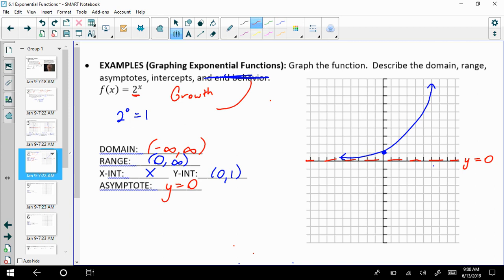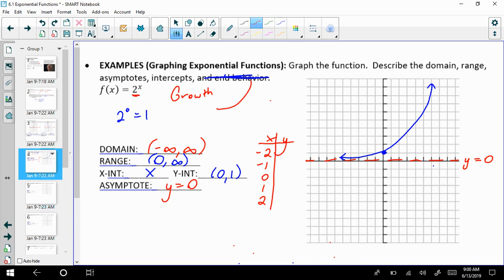Now, one thing I want to point out, because there will be some questions about this: if I asked you to fill out a table, let's quickly see if we can do that. If we made a table, let's say we wanted more points to plot. If I asked you to use these 5 x values, let's see what we get.